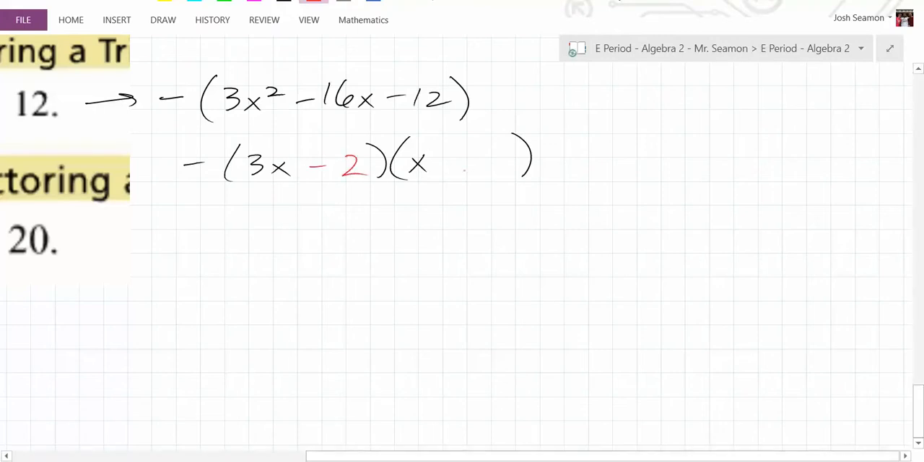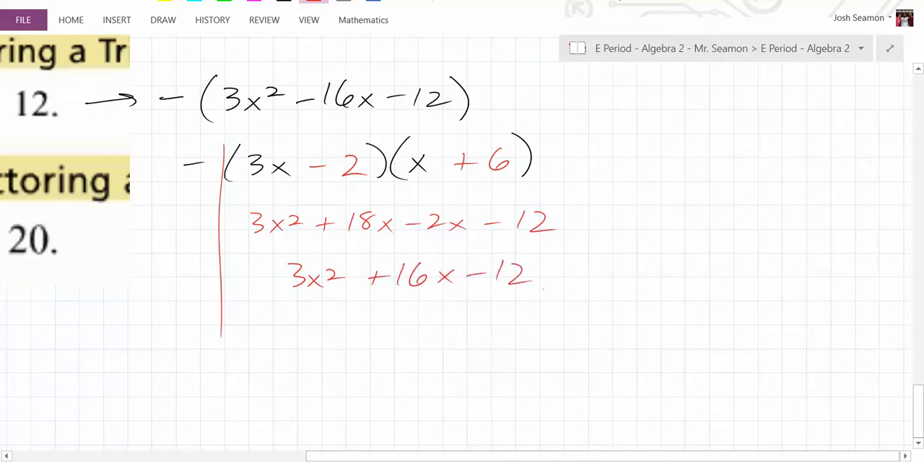Negative 2 and 6. So when you multiply this out, let's just multiply this part out. You end up with 3x squared plus what? 3x squared plus what? Plus 18x minus 2x minus what? 12. So do we get what we want? You sure? No, we don't. Is that exactly what we want it to be?